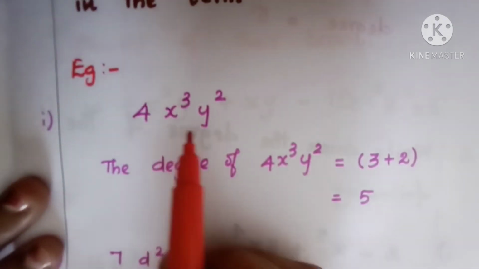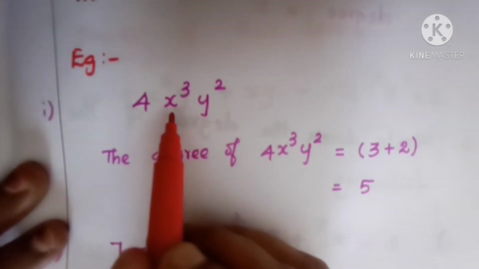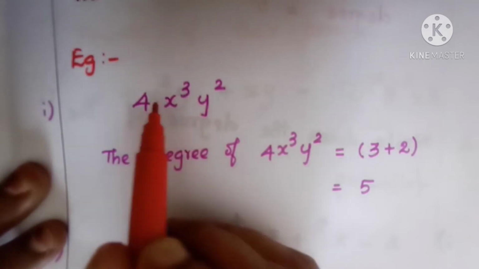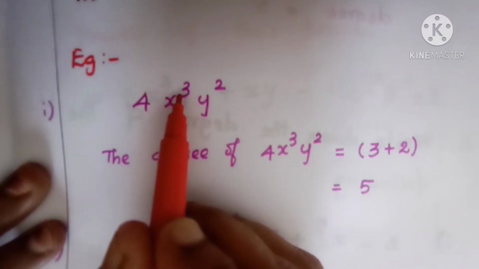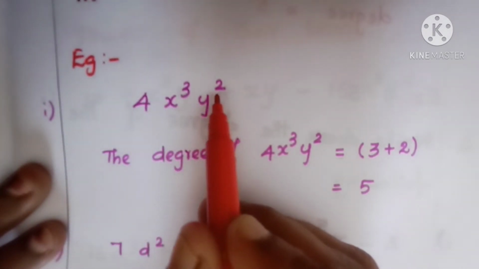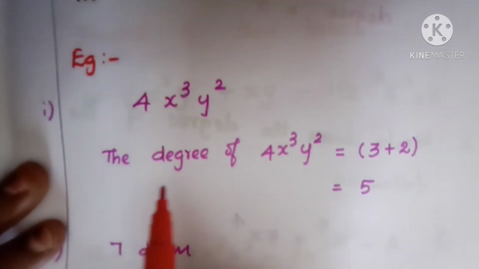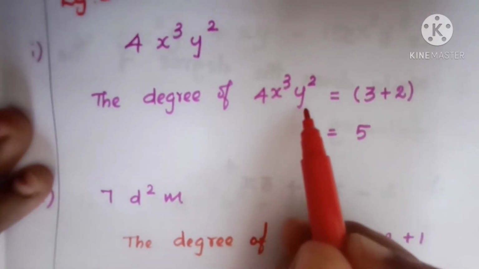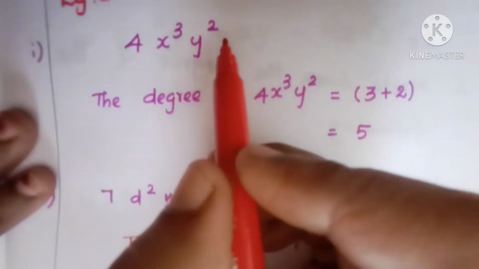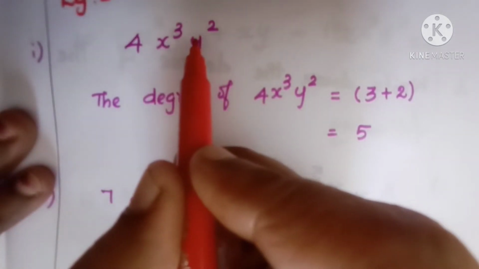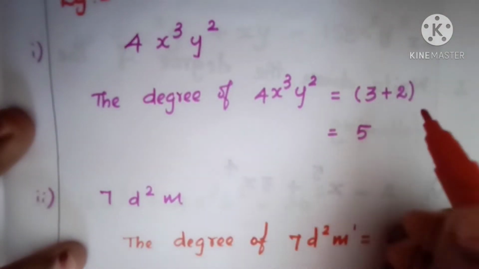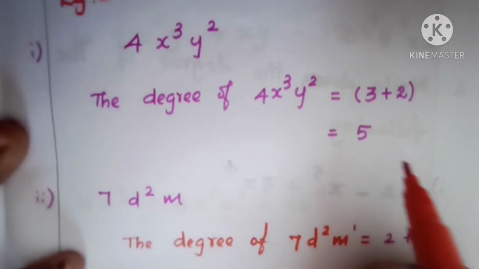4x cube y square. Here x and y are the variables. X has the power 3 and y has the power 2. The degree of 4x cube y square is equal to, we have to add the powers of the variables. So 3 plus 2, we get 5.